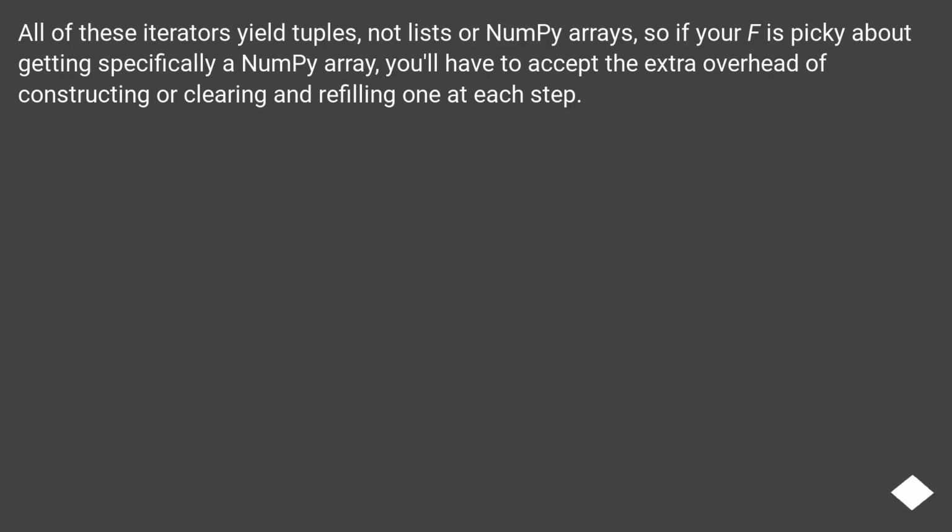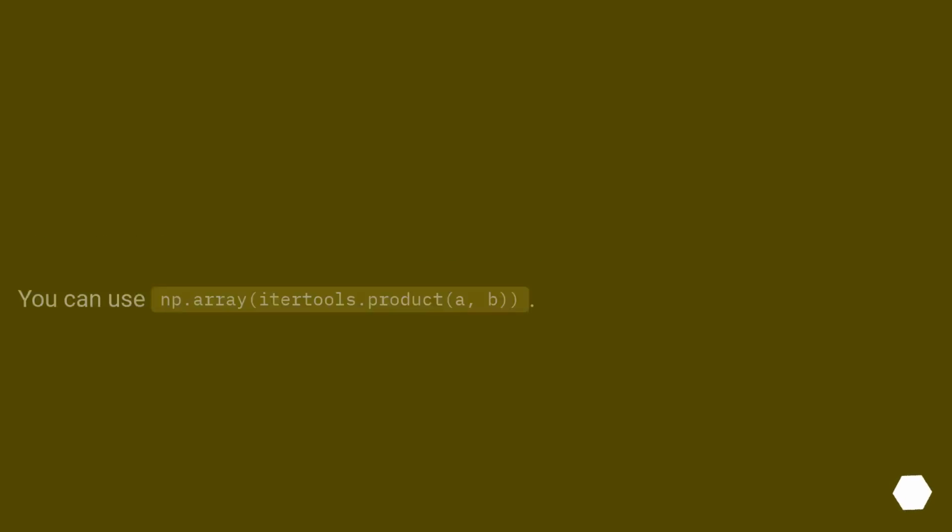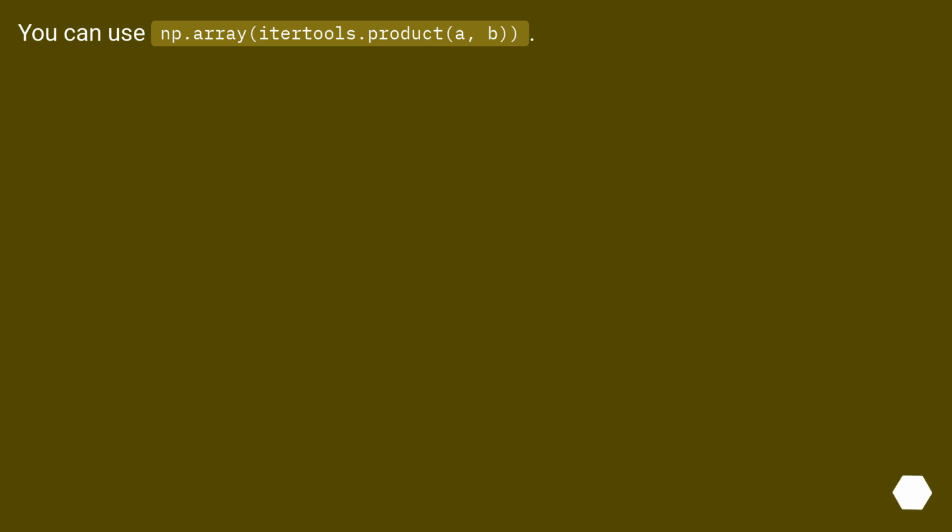All of these iterators yield tuples, not lists or numpy arrays, so if your F is picky about getting specifically a numpy array, you'll have to accept the extra overhead of constructing or clearing and refilling one at each step. You can use itertools.product(A, B). If you want to anywhere, there's a considerable trade-off.